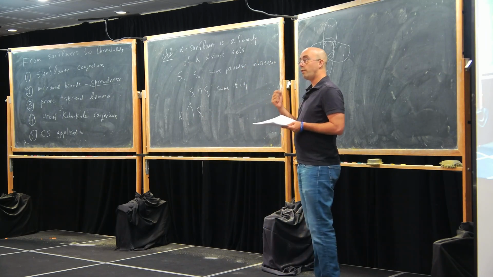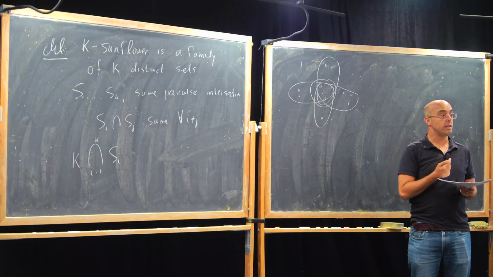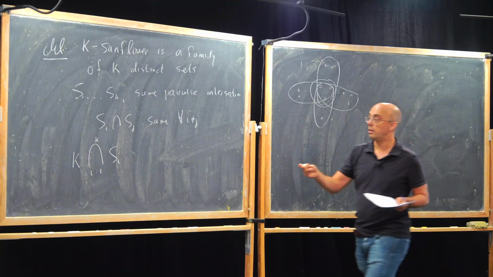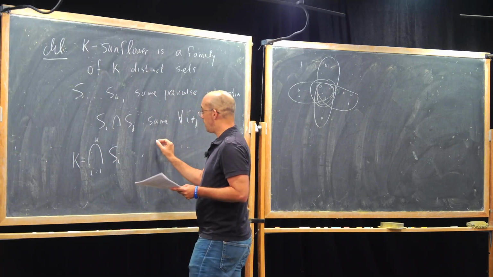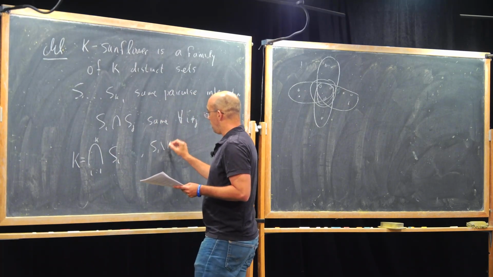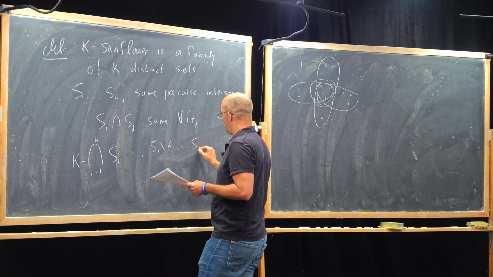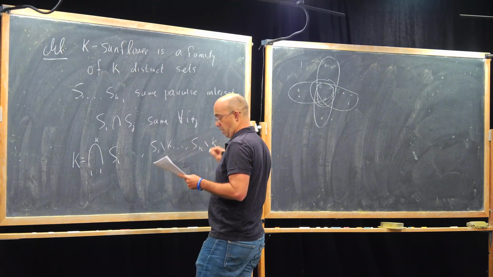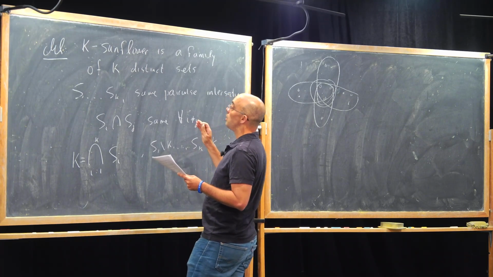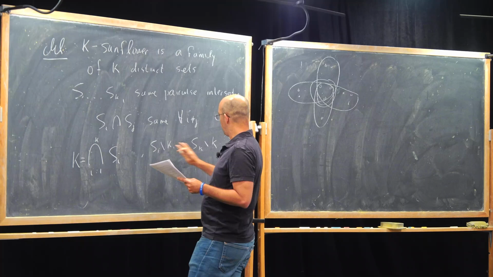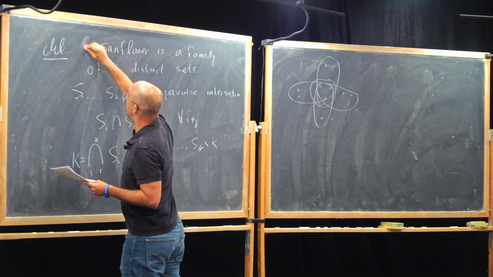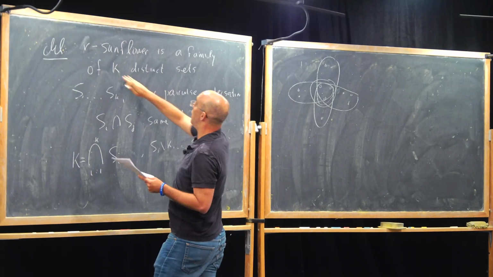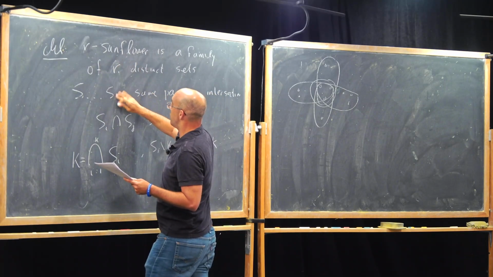So this is a sunflower. Again, you have some elements that belong to all of the sets, and otherwise, the sets are disjoint. So again, we have this common intersection. So we can say that all these sets, S1 minus K up to Sk minus K. Actually, we use R, because I just want to be consistent with my notes. I'm going to try to use the same notation as in my notes. We use R here for the sunflower. So R disjoint sets.